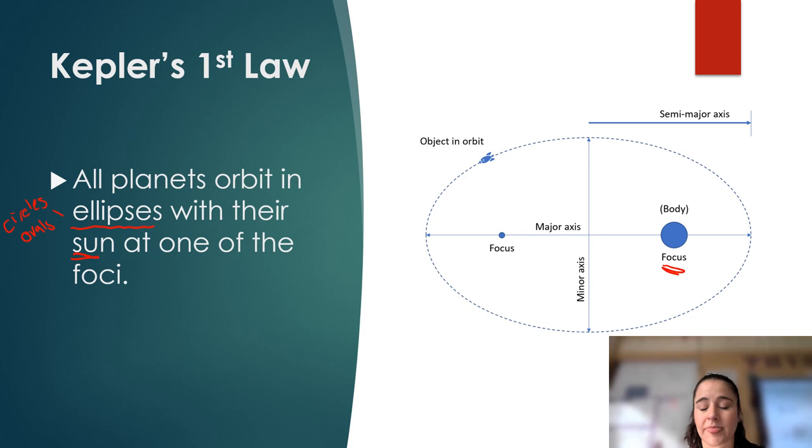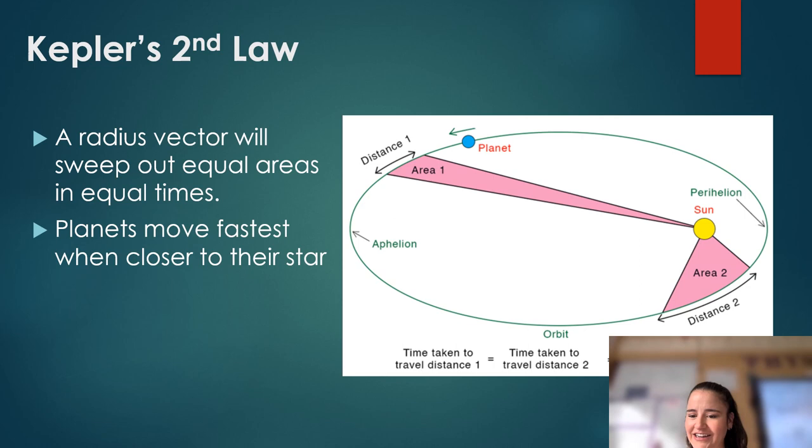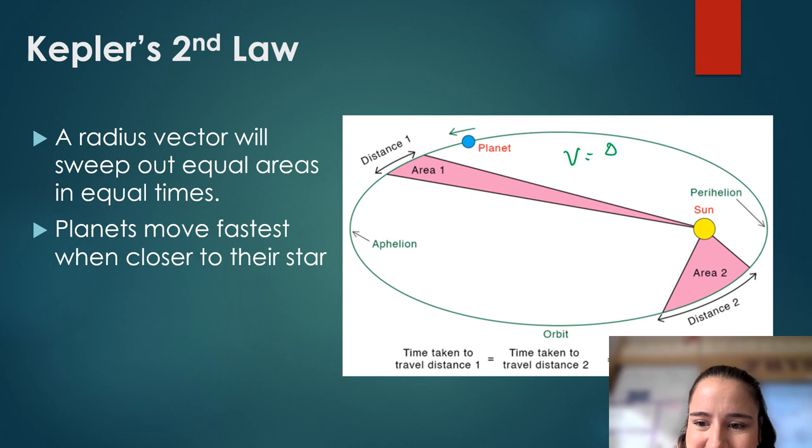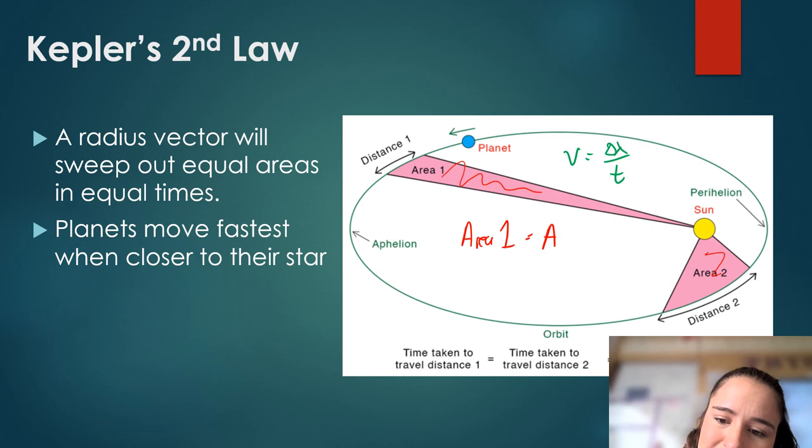Kepler's second law is that a radius vector will sweep out equal areas in equal times. Now, that's pretty funky, so let me show you what I mean by that. We know that we can think about the velocity as the distance over time. So what it's saying is if we have these two areas here, and if area one equals area two, then the time one will equal the time two.